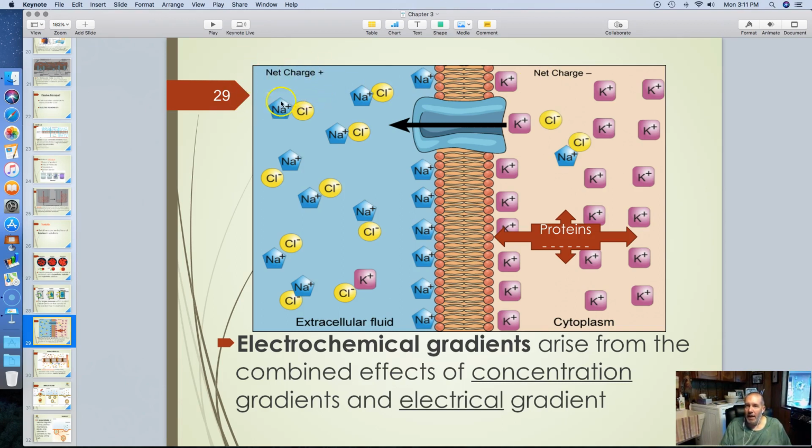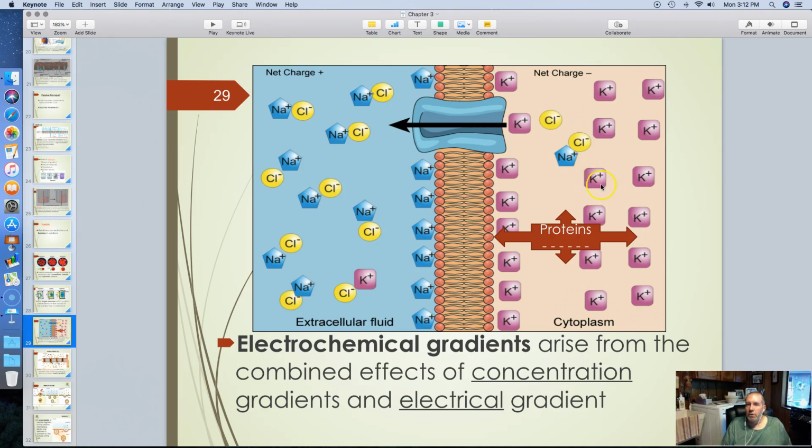Whereas on the outside, because there aren't all these negative charges from proteins, you have a slightly positive charge. So that creates an electrical gradient: positive charge versus negative charge. That difference creates a gradient, as well as the concentration gradient that I was talking about, with the higher concentration of potassium on the inside and the higher concentration of sodium on the outside.